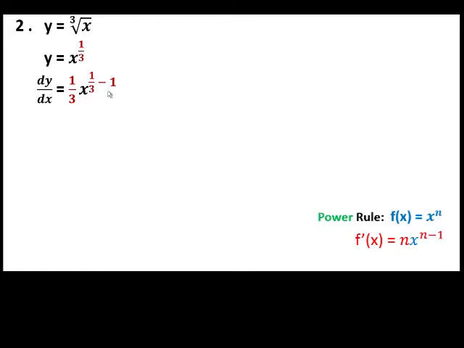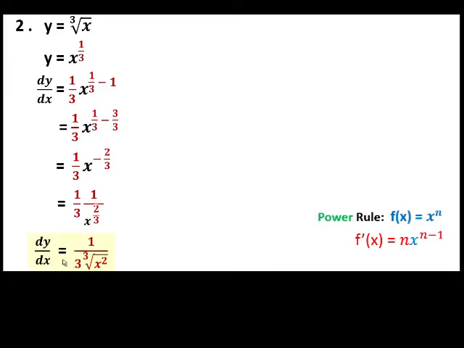according to the rule. We can change negative 1 into negative 3 over 3 and combine this fraction. So it is negative 2/3. Change the negative exponent to a positive exponent by bringing it down, and we can express this in radical form. So dy dx is equal to 1 over 3 times cube root of x squared.